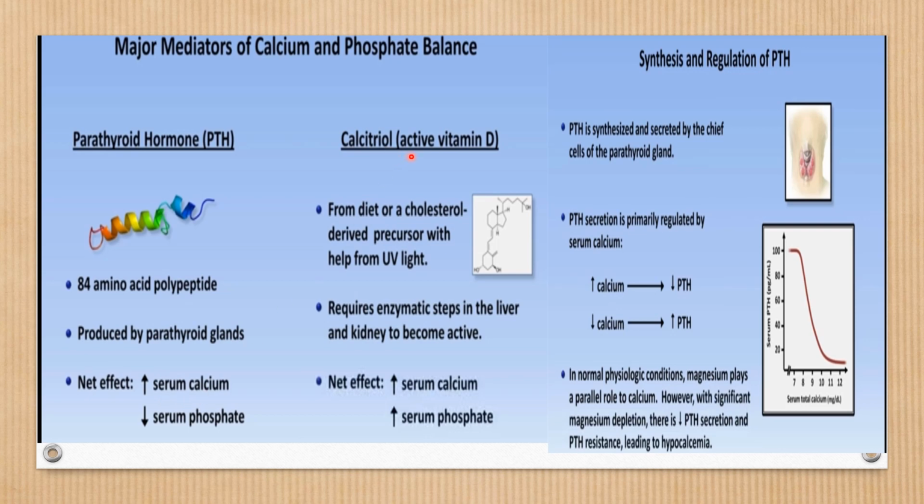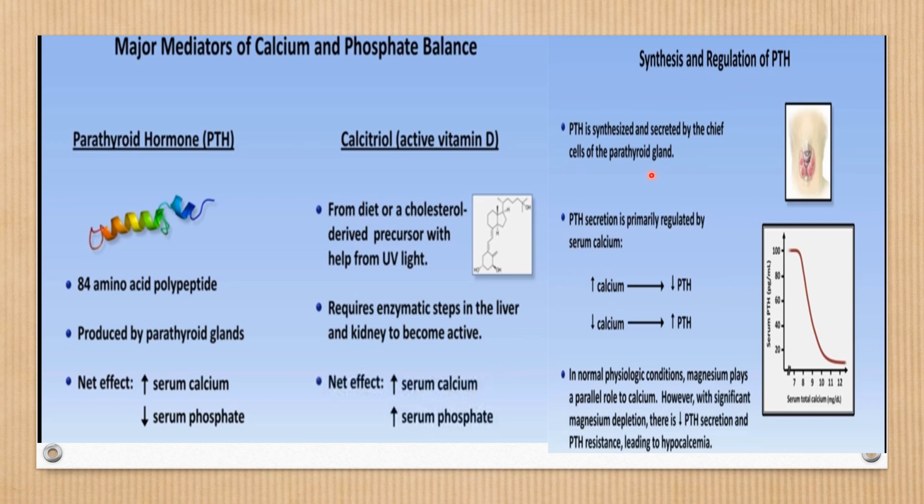Calcitriol, also called active vitamin D, is either obtained from diet or from a cholesterol derived precursor with the help of UV light. And the net effect of calcitriol is again that it increases the serum calcium level.